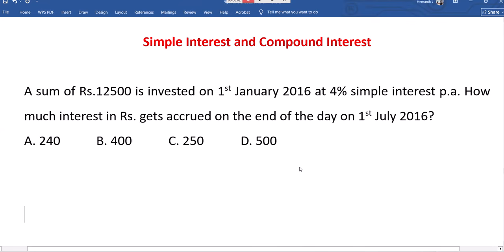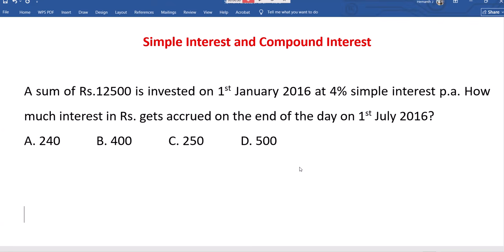First question in simple interest and compound interest related to TCS previous data. We know in simple interest, I equal to PTR by 100. In every question during your regular CRT classes, the given time is 6 months, 2 years, 2 years 3 months and all. But here, for the first time, they mentioned a date. You invested 12,500 on 1st January 2016.